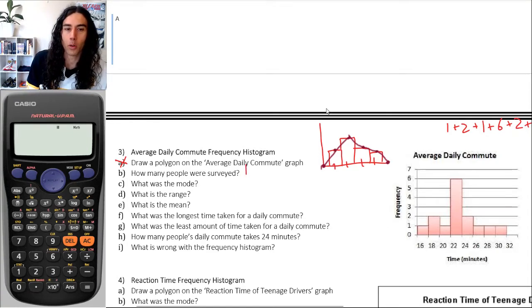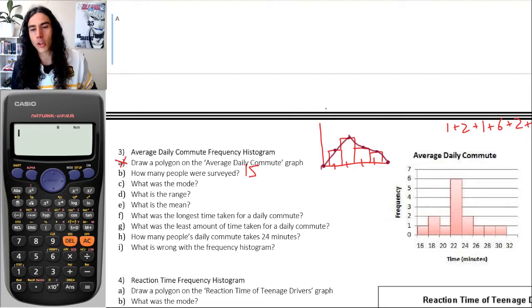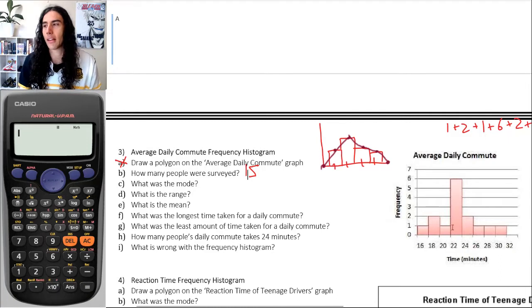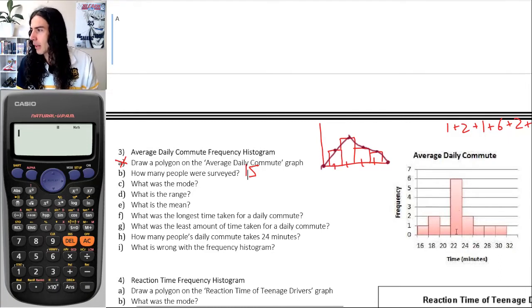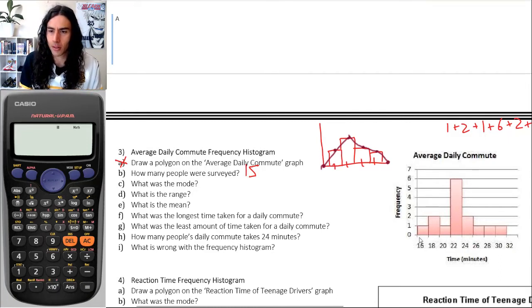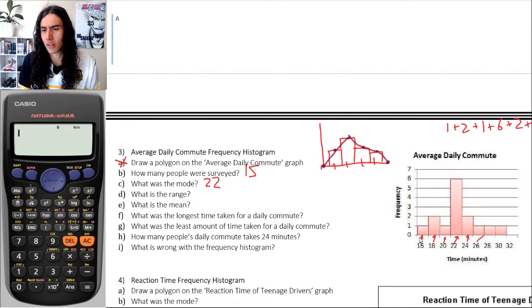What was the mode? Which is the most common? Which one occurred the most? You've got to look at that there. It's this one here. But even the way they've drawn it, is that meant to be 16, 18? It's a little bit wonky. I'm going to assume that's the case and say 22. But it's very strange how there's no 17, 19, etc. No odd numbers. Very strange.